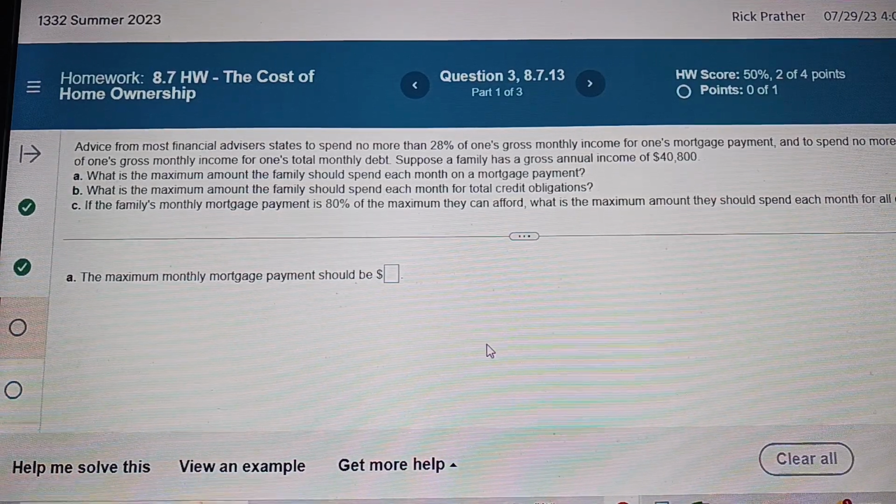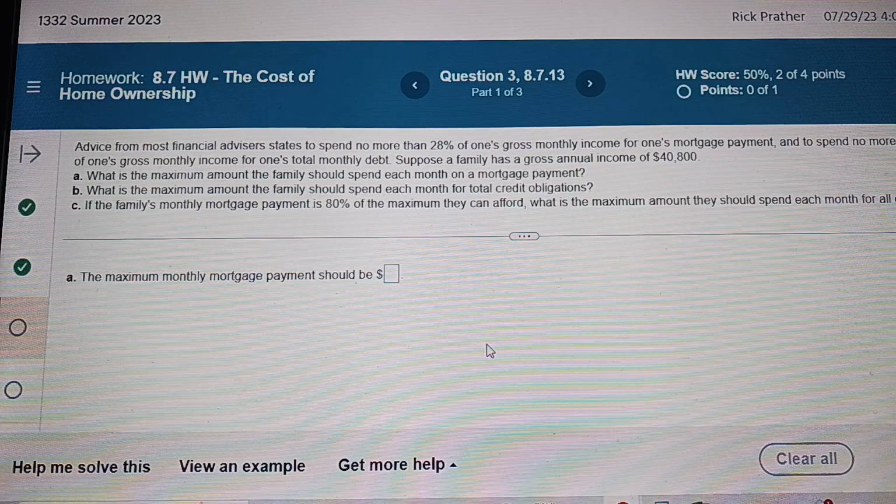Okay, here's another. This is different, but they're trying to hit you with as many realistic examples that you might get in your life as possible. So it says advice from most financial advisors states to spend no more than 28% of your gross monthly income on your mortgage payment. This is a way to plan to make sure you're not going to get in a financial situation where you can't afford your house, because then if you default on it, you lose it and everything you've paid into it so far goes away.